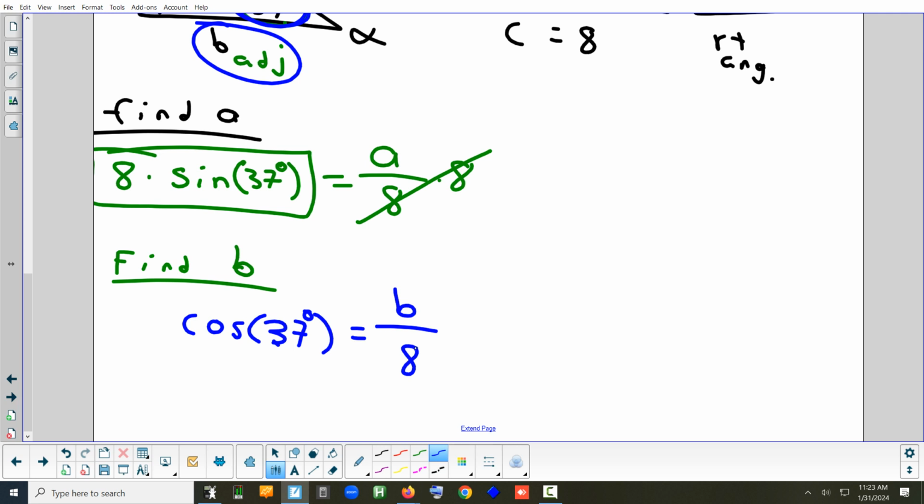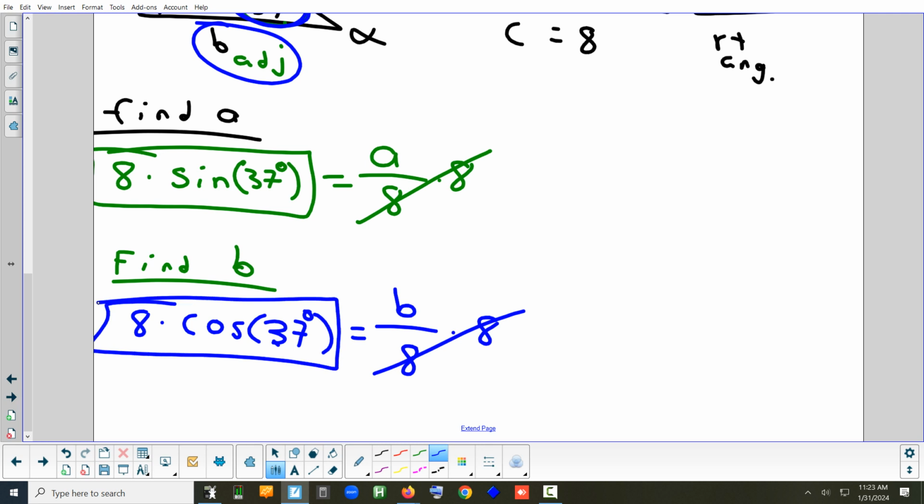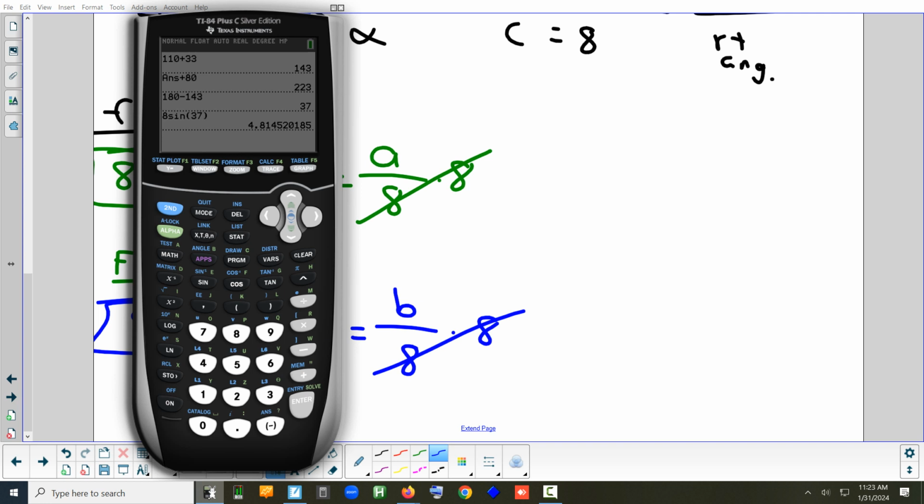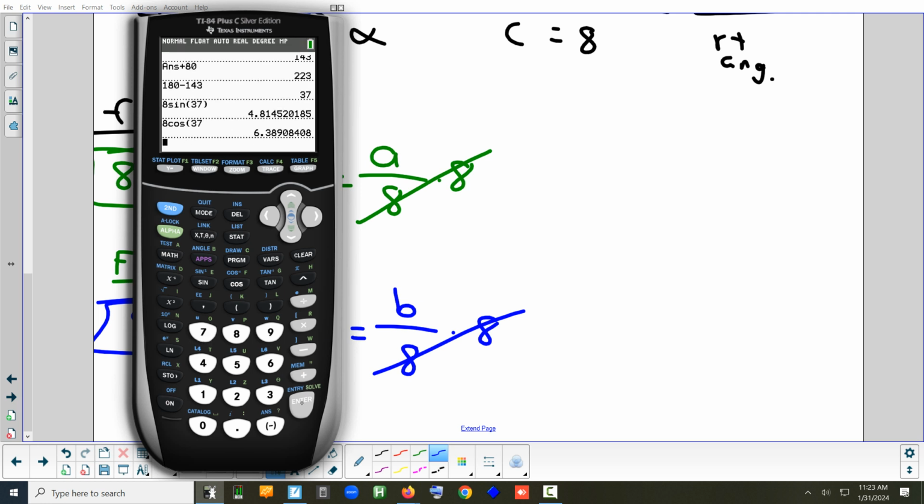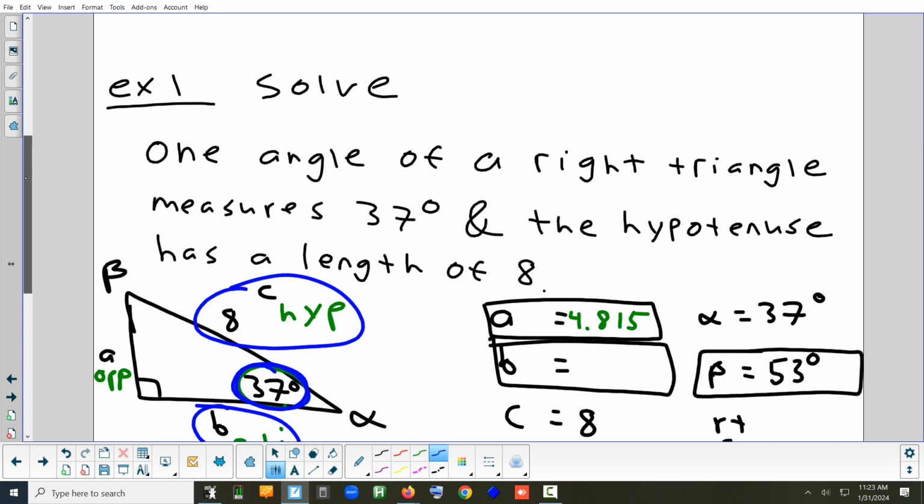It's a pretty similar equation to the last one. How are we going to get B by itself? Times it by 8. And that should be your answer for B. Right, so 8 cosine 37. So 6.389. Okay, we'll generally do 3 decimal places. 6.389.